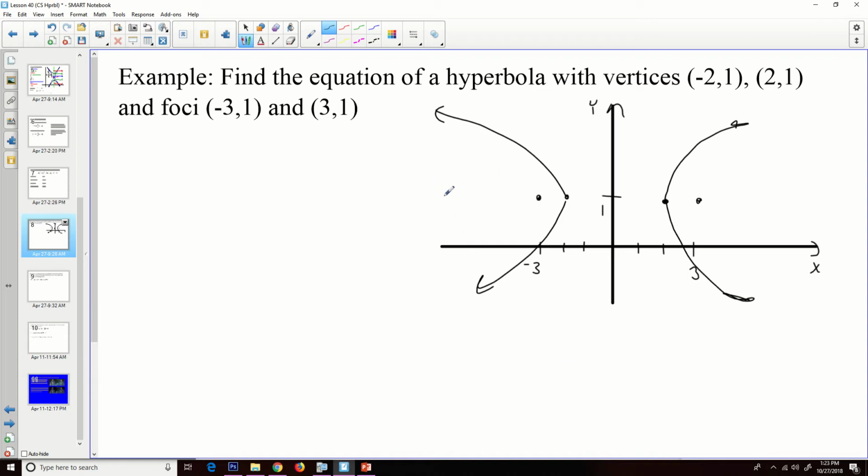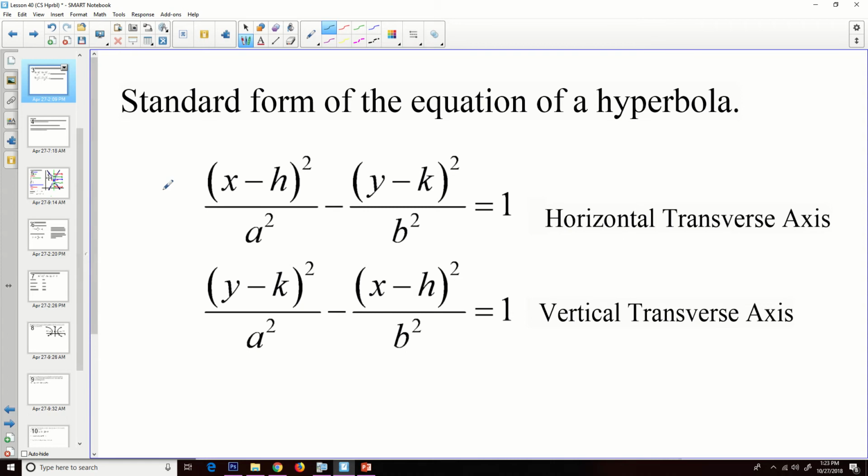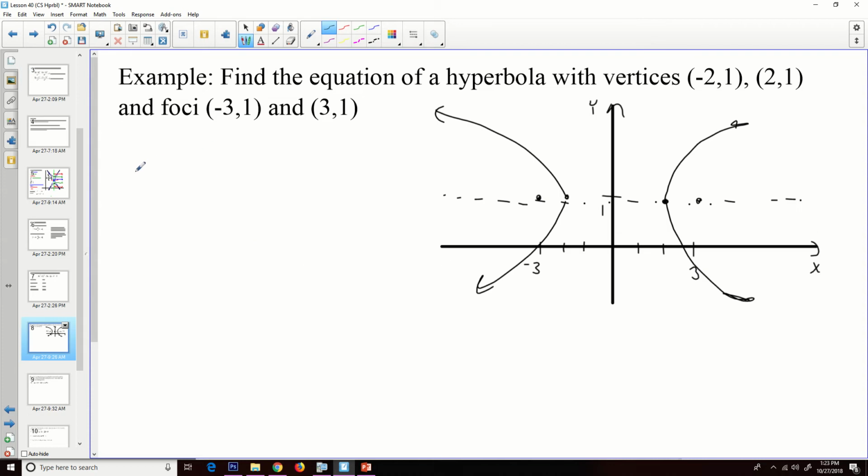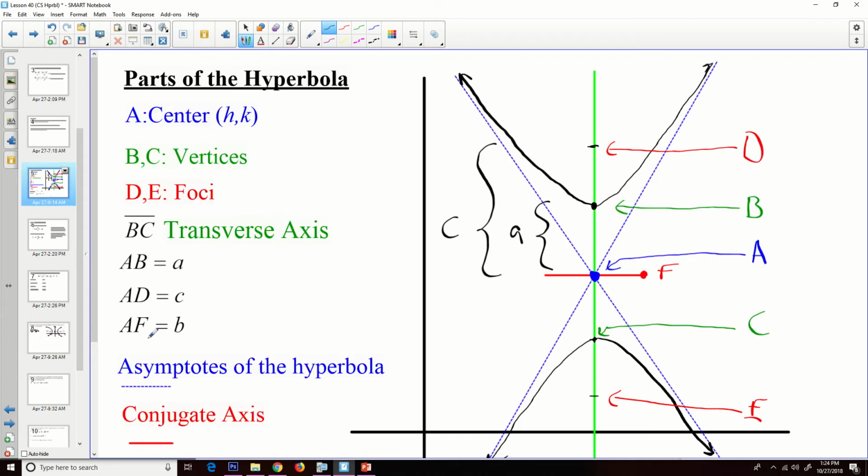Since it looks like the axis of symmetry, my transverse axis, is going to be horizontal, I go back up to my equations here and I look for a horizontal transverse axis. That means the x values are going to come first. So I start with that equation: x minus h quantity squared over a squared, minus y minus k quantity squared over b squared, equal to 1.